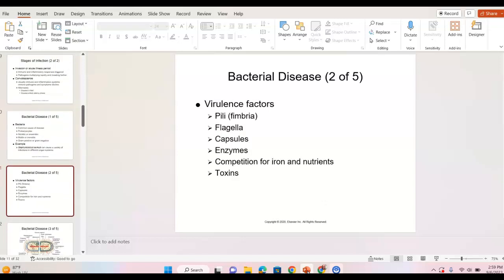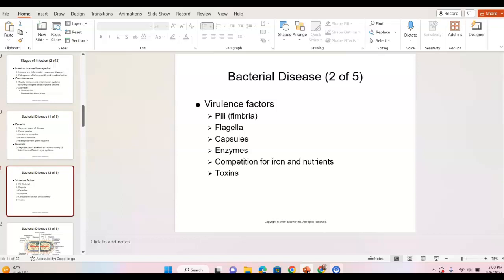In bacterial disease, different structures will make them more virulent or more infective. So they can have pili, which are like little fingers that stick out. I have a picture in the next slide. Flagella, which is one single tail like that can whip and propel them forward, just like sperm. They can have a capsule.